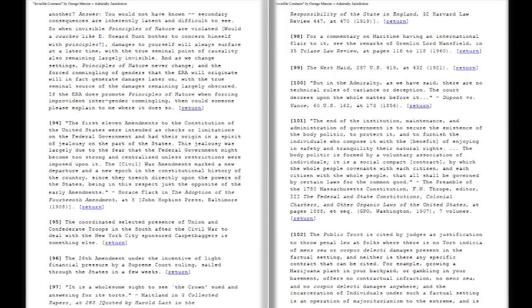Horace Flack, The Adoption of the 14th Amendment, Johns Hopkins Press, Baltimore, 1908. Return. 95. The coordinated selected presence of Union and Confederate troops in the South after the Civil War to deal with the New York City-sponsored carpetbaggers is something else.